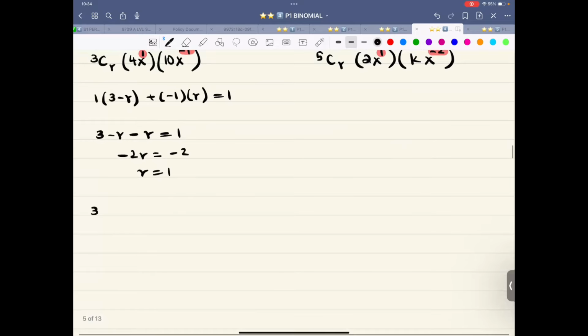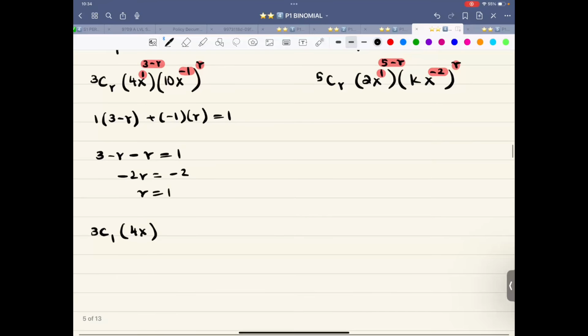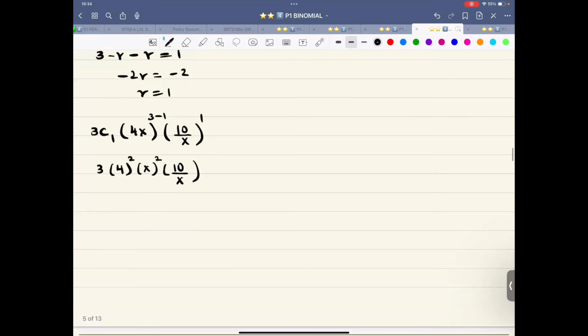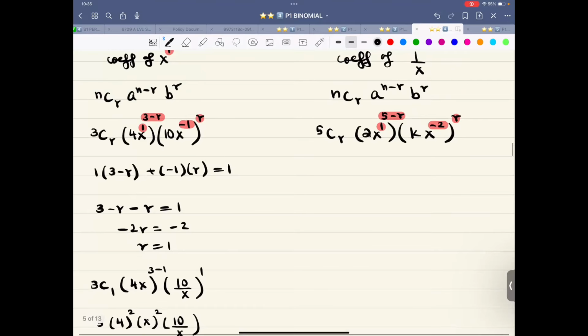So therefore, this is 3c1, 4x raised to power of 3 minus 1, and this is 10 over x raised to power of 1. So this is 3, this is 4 squared, this is x squared, this is 10, this is x. So 4 squared is 16, 16 into 3 is 48, 480x, the coefficient is 480.